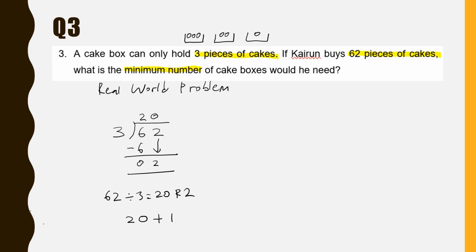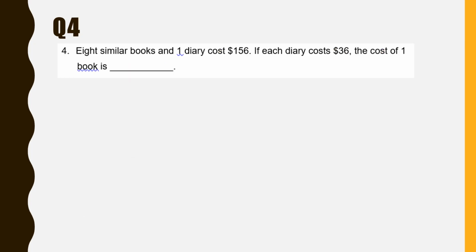So I'm actually going to write a statement properly. Number of boxes is 20 plus 1, which equals 21. Some of you may have written 20. That's incorrect. Don't forget that the extra two cakes can still fit into another box. Okay, let's move on to the fourth question.